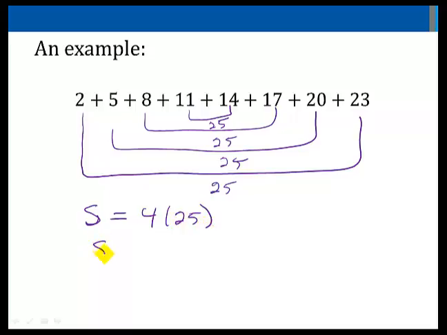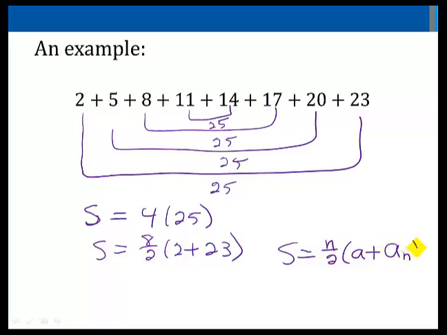So the sum here is equal to 4 times 25, or 100. I can also write the sum as being equal to 8 over 2 times 2 plus 23. And I could say for this example, where n is equal to 8, the sum would be equal to n over 2 times a plus a sub n. So my suspicion is this might be the formula for the sum of an arithmetic sequence, but I need to look at an odd number of terms as well to be sure.